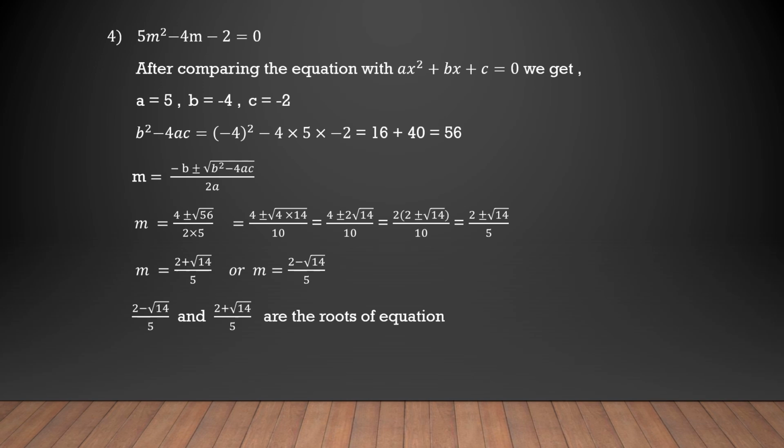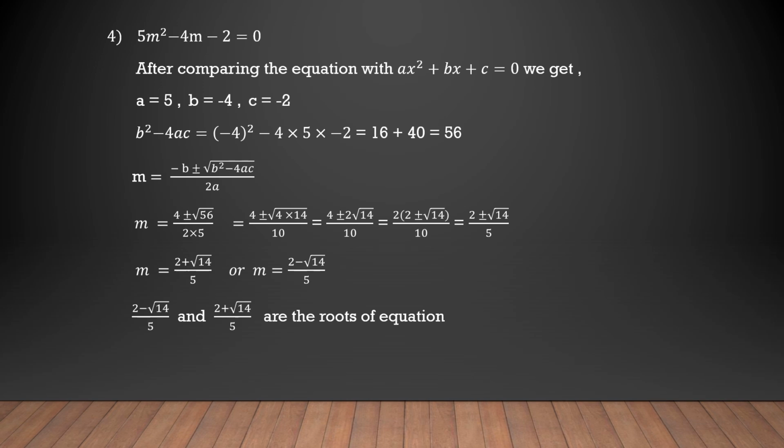The value of b is −4. So we write here (−4)² − 4 into a, which is 5, into c, which is −2. So we write (−4)² − 4 × 5 × (−2). The square of 4 is 16, and −4 into 5 is −20. −20 into −2 is +40, minus minus is plus. So 16 + 40 is equal to 56.